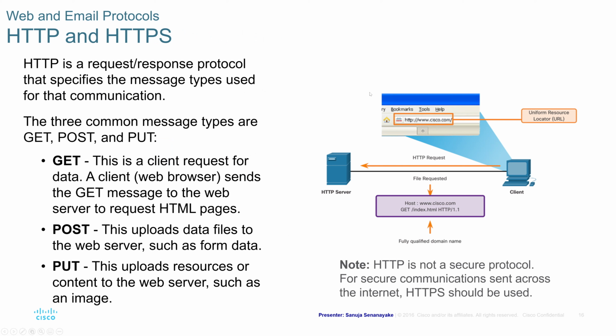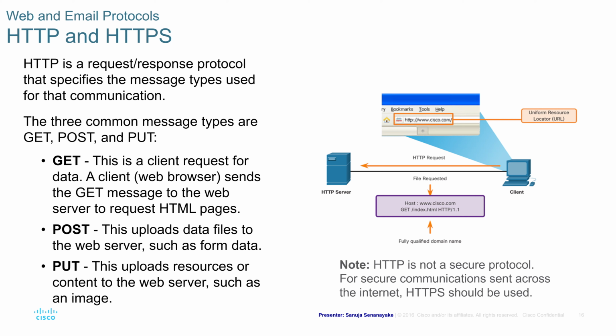Next, we're going to look at HTTP and HTTPS. HTTP is a request-response protocol that specifies the message type used for that communication. The three common message types are GET, POST, and PUT. GET is a client request for data. A client or the web browser sends a GET request message to the web server to request that HTML page.